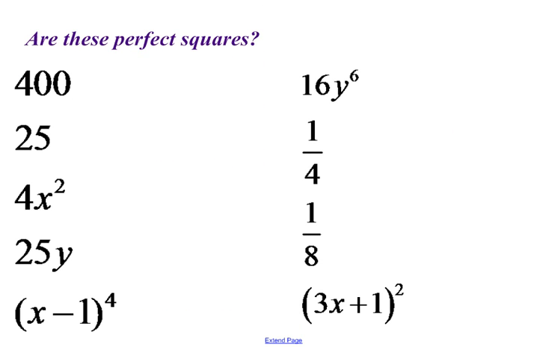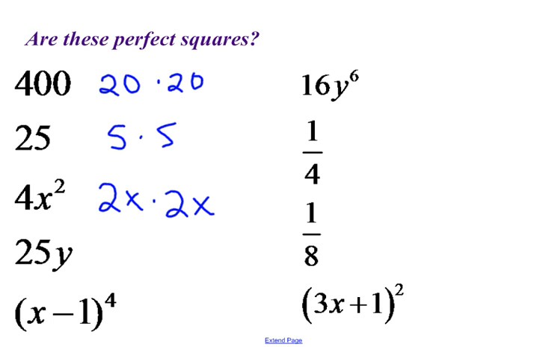So are these perfect squares? Can you think of a number that times itself gives you 400? That would be 20, so it's a perfect square. What times itself gives you 25? 5. So 25 is a perfect square. What about 4x squared? Well, that's 2x times 2x. So it's 20 times 20, 5 times 5.